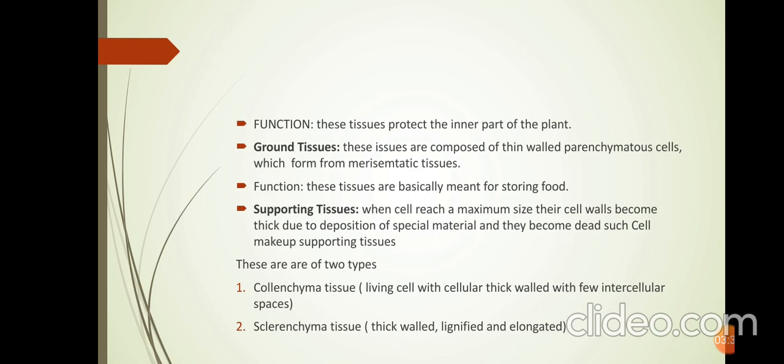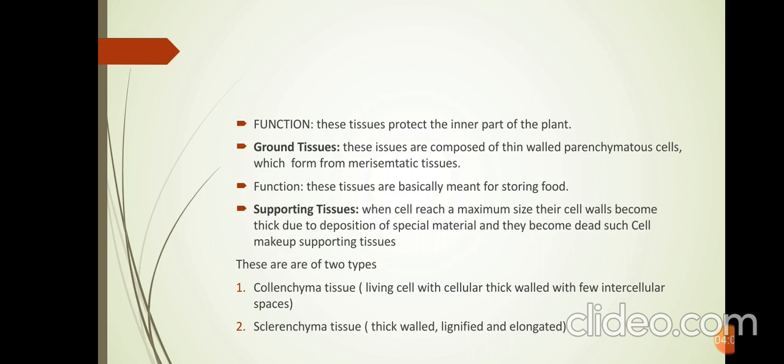Now ground tissues. These tissues are composed of thin-walled parenchymatic cells which are formed from meristematic tissues. Function: these tissues are basically meant for storing food. Supporting tissues: when cells reach a maximum size, their cell wall becomes thick due to deposition of special material and they become dead. Such cells make up supporting tissues.